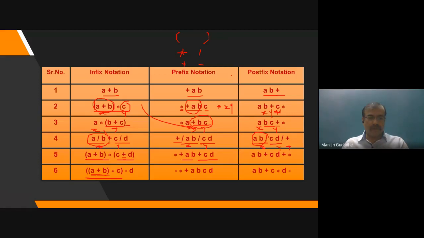If you can see, A plus B is converted as plus AB. First this will be executed. Then you have C, so C will be multiplied with that, and then you have D with the subtraction symbol. And here also in the postfix form, AB plus is first written, then C multiplication, and then D minus. So this way the expression can be converted; these are the postfix and prefix forms of the infix expression. We'll go for certain examples.